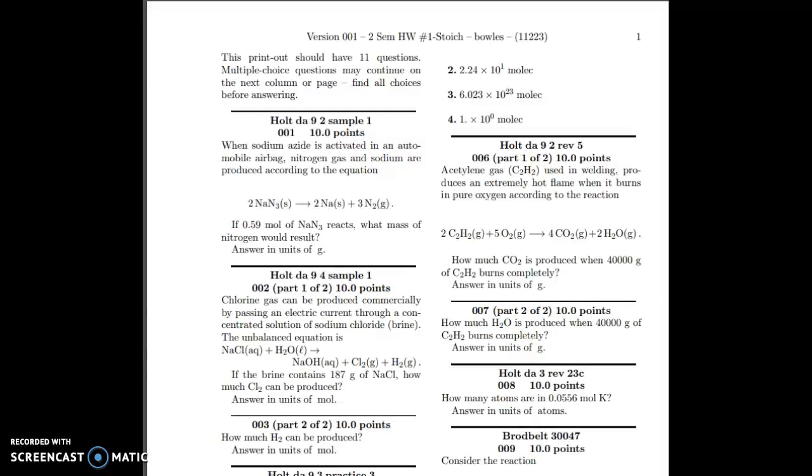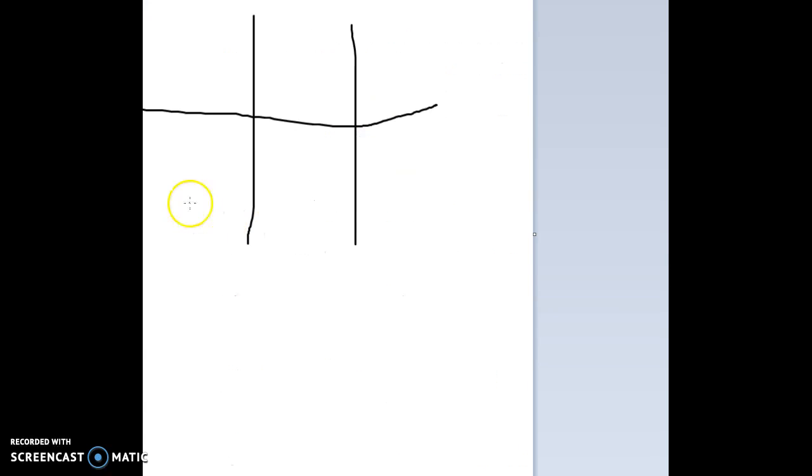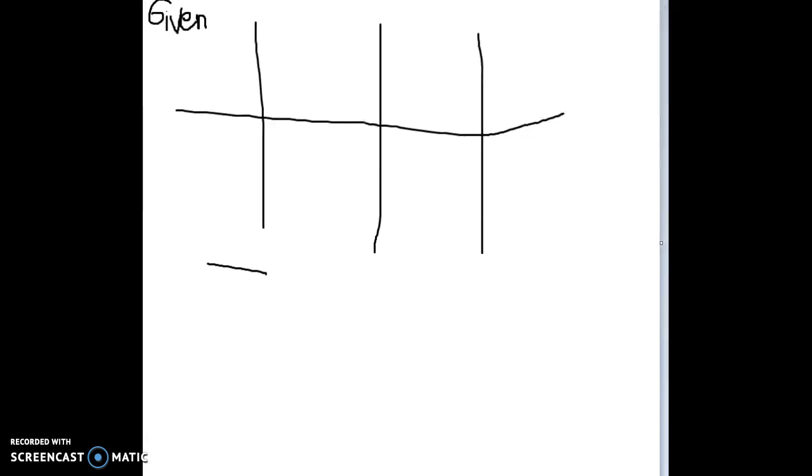So I pulled up Paint so we could write it down here. Let me move this over a little bit. There we go. 40,000 is my given, so I'm going to write that down here first: 40,000 grams. The first thing I'm going to want to do is change my grams to moles.